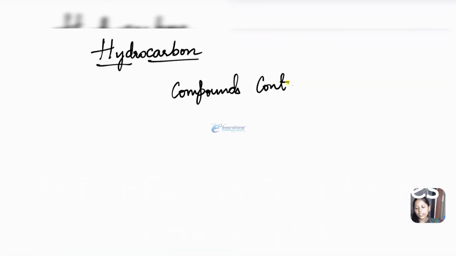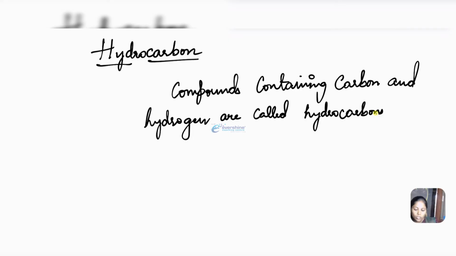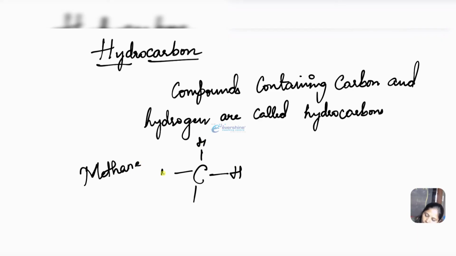And compounds containing carbon and hydrogen are called hydrocarbons. From the name itself you can understand hydrocarbons should have hydrogen and carbon. If any compound has hydrogen and carbon, then it is a hydrocarbon. For example, take methane. What does methane contain? Methane contains carbon and hydrogen. If it contains carbon and hydrogen, then it is called a hydrocarbon. Understood?